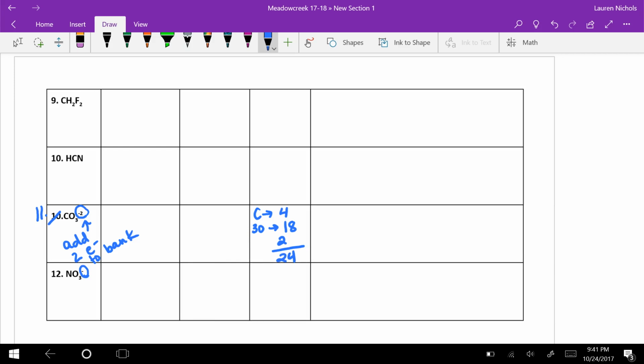Okay, CO3 is a polyatomic ion, and one of the reasons why it exists as an ion is because this compound cannot exist without those extra 2 electrons in order to satisfy the octet for both the 3 oxygens and the 1 carbon. So if you have any questions about that, come see me in class.